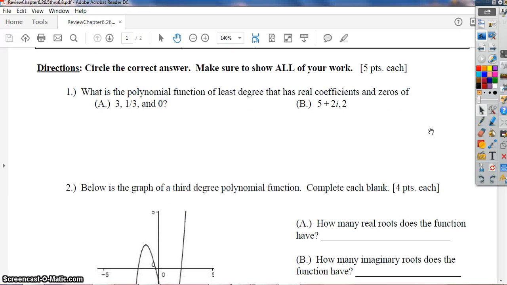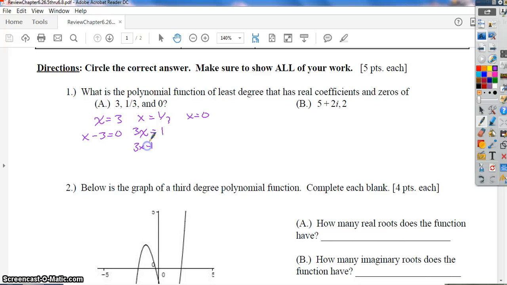What is a polynomial function of least degree that has real coefficients and zeros of 3, 1/3, and 0? So this means x equals 3, x equals 1/3, and x equals 0. So this guy's finished here. This one is going to be x minus 3, and this one is 3x equals 1, so 3x minus 1 is going to be your factor there.